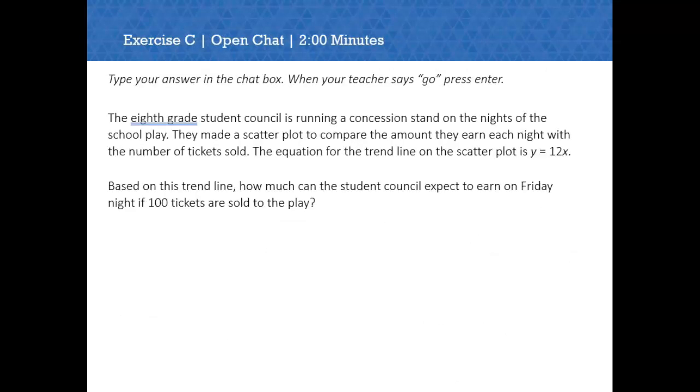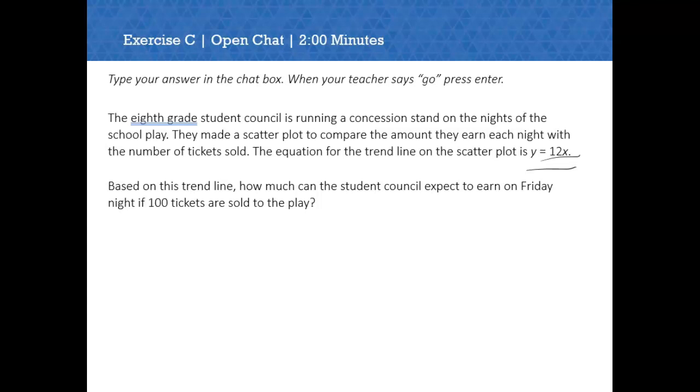Okay, let's take a look. The 8th grade student council is running a concession stand on the nights of the school play. They made a scatter plot. So remember, a scatter plot has all little dots everywhere. They're not all right in a line, but they form a trend. They make a scatter plot to compare the amount they earn each night with the number of tickets sold. The equation of the trend line is y equals 12x. Based on the trend line, how much can the student council expect to earn on Friday night if 100 tickets are sold to the play?